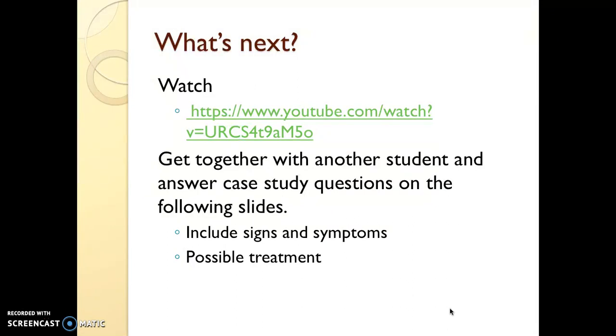The next step for you is to get together with another student, or you can do it by yourself, and answer the rest of the case studies, which are on the next two slides. When you do these case studies, I want you to include the signs and symptoms and possible treatment. I did talk about some of the signs and symptoms in the slides. I didn't go over the possible treatment because I want you to look that up for yourself, since we will be going over that next week. I want you to get a little ahead and start taking a look at that information. And that is it for today.